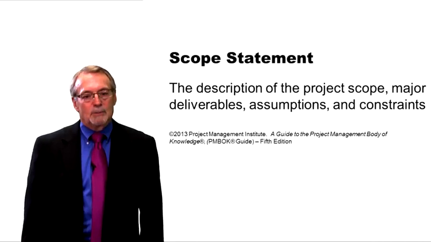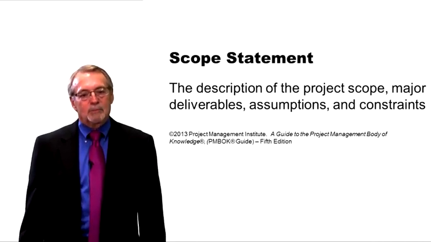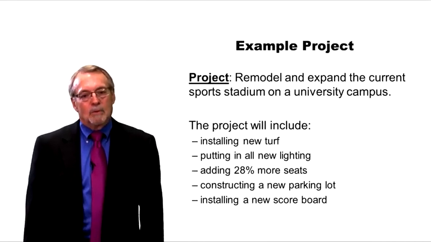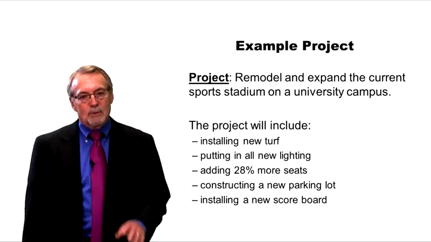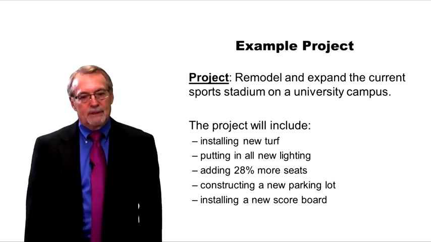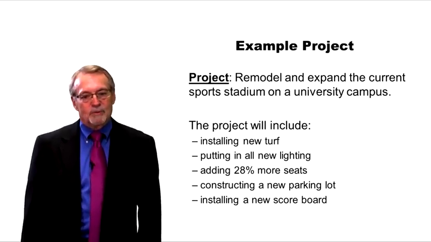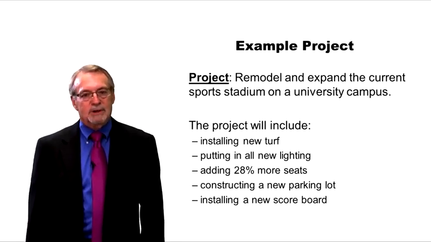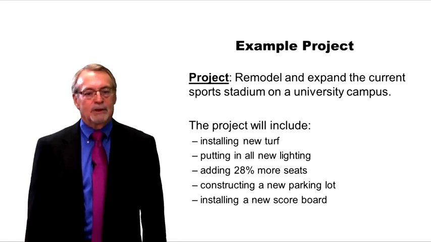Let's talk about a scope statement. Scope statement just talks about how big the project is, what the deliverables are. We're going to look at an example project again, and we're going to look again at our stadium. So if we look at what's going on with this stadium, these things are involved in the scope of the project. These things are all in the product scope of the project, remember. We're not talking about all the work that has to be done yet. We're just talking about the things that are going to be provided by this project.